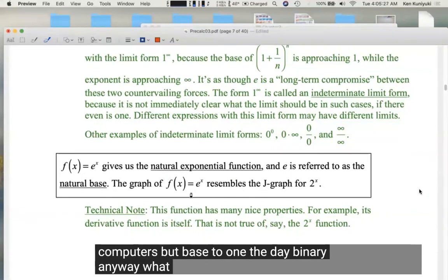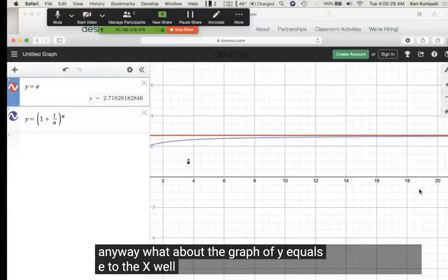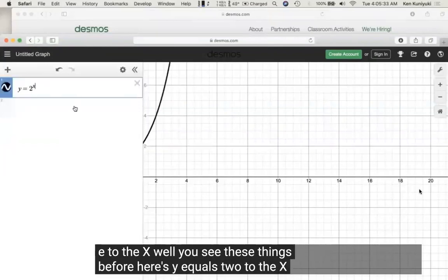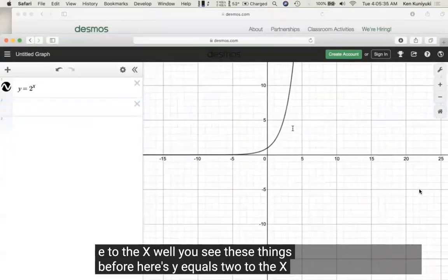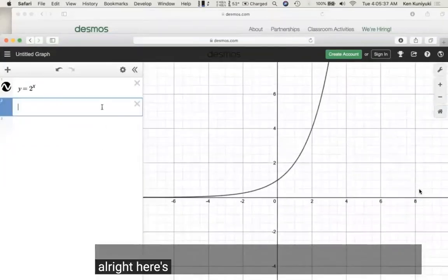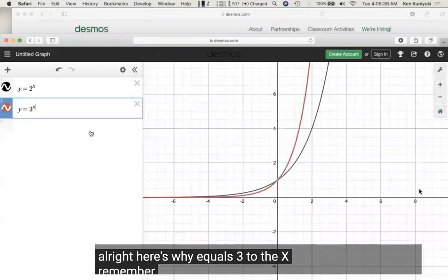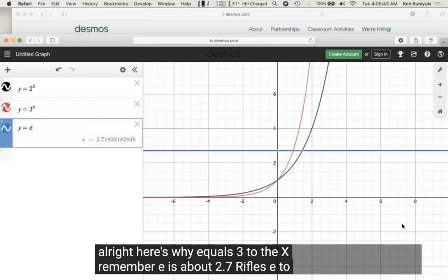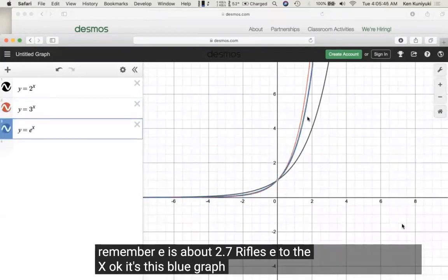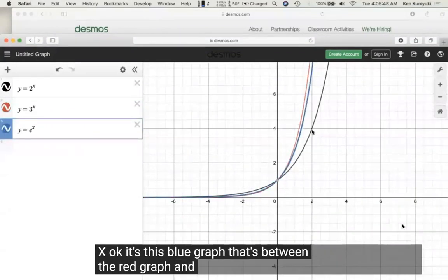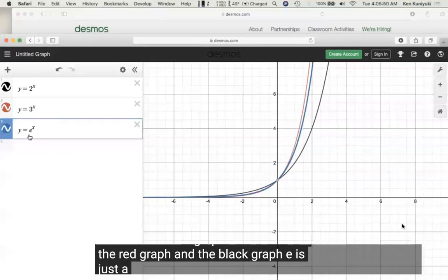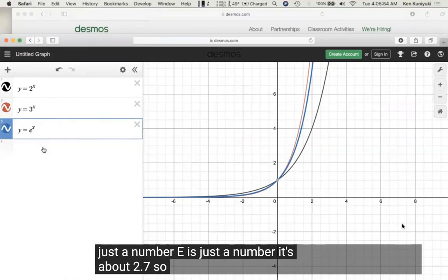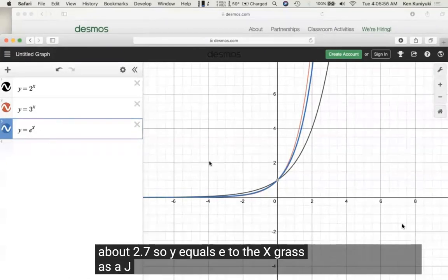Anyway, what about the graph of y equals e to the x? Well, we've seen these things before. Here's y equals 2 to the x. Here's y equals 3 to the x. Remember, e is about 2.7. Y equals e to the x: it's this blue graph that's between the red graph and the black graph. e is just a number, about 2.7. So y equals e to the x graphs as a J curve.